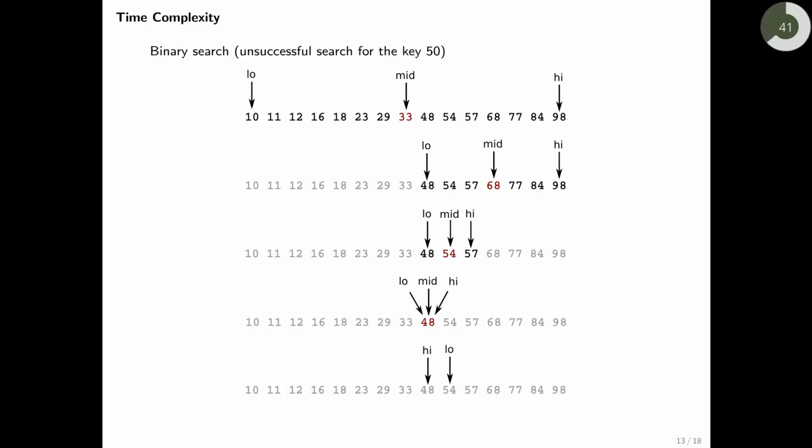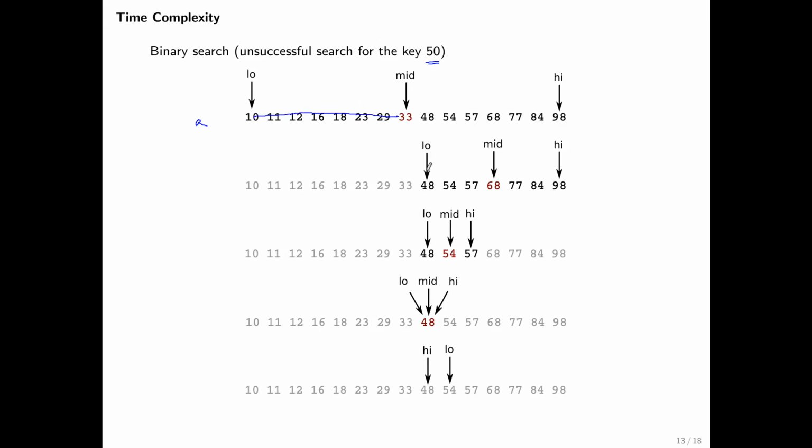Let's take another example where we do an unsuccessful search for a key. So let's say we are looking for the key 50 in the same collection A. So how does the algorithm work? We start with low at the first element, high at the last element, and mid pointing to the middle guy. And then we compare 50 with 33, because that's what is pointed to by mid. Well, 50 is larger, so there's no way I'm going to find 50 here. So you repeat binary search on the right half.